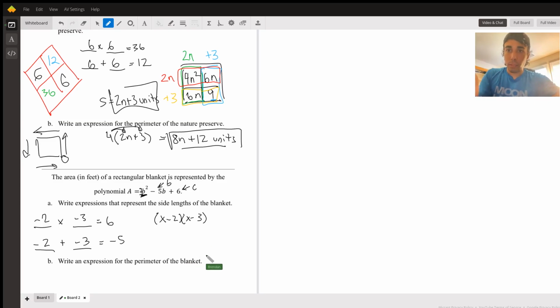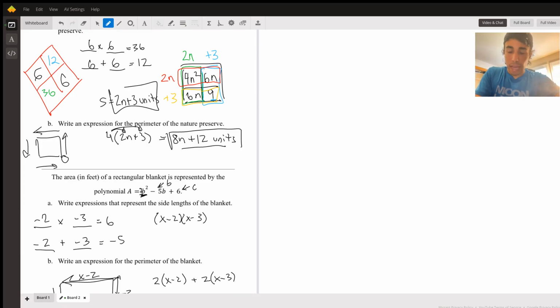And then as far as the perimeter, think about what we're working with here. So we've got one side is x minus 3. The other side is x minus 2. Right? So perimeter, you're just going all the way around. So we're going to have 2 of each, right? Because the top and the bottom are the same. So we have 2 of those. Plus, we also have to go around the left and the right. And those are the same as well.